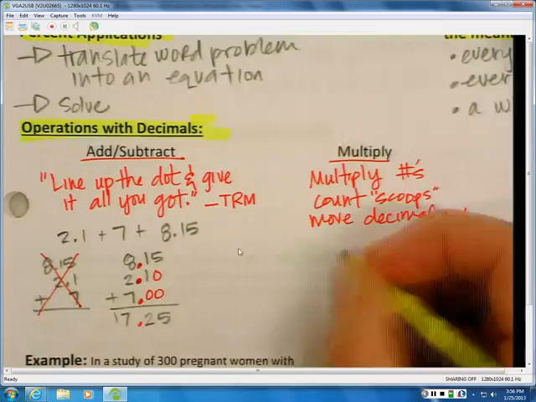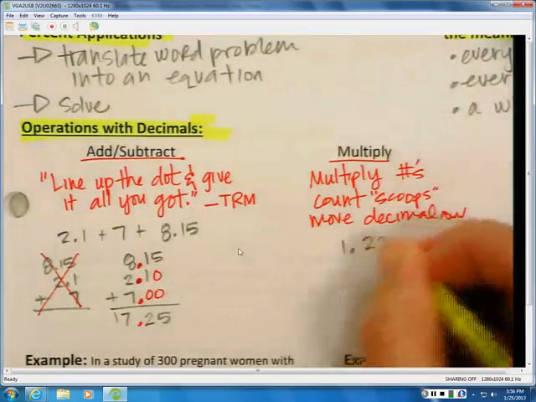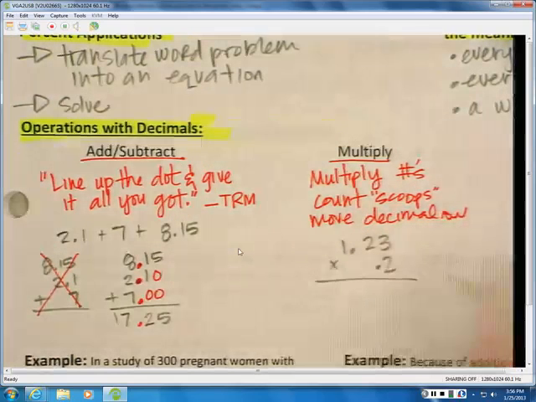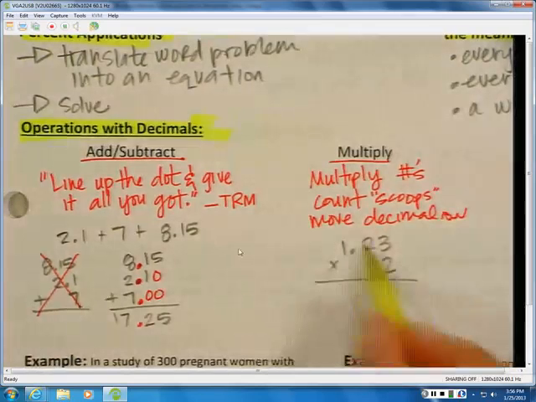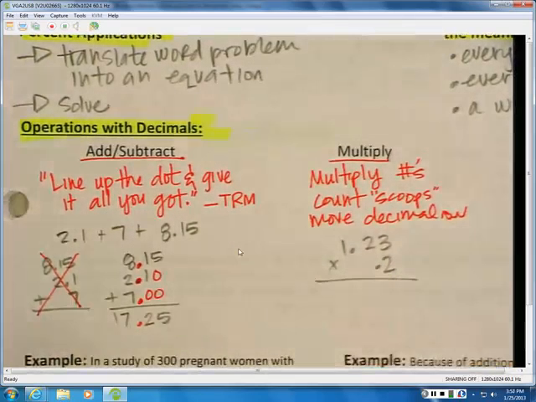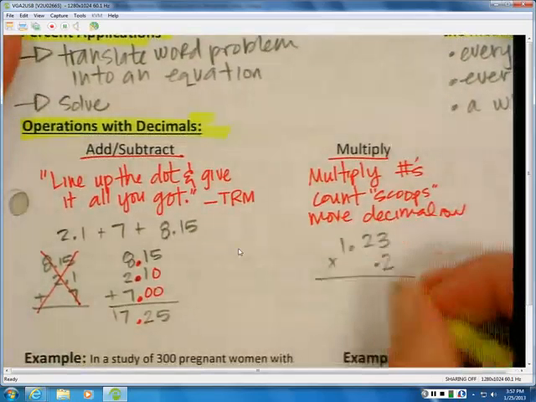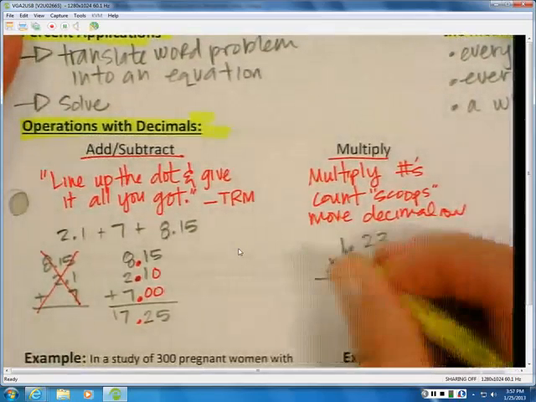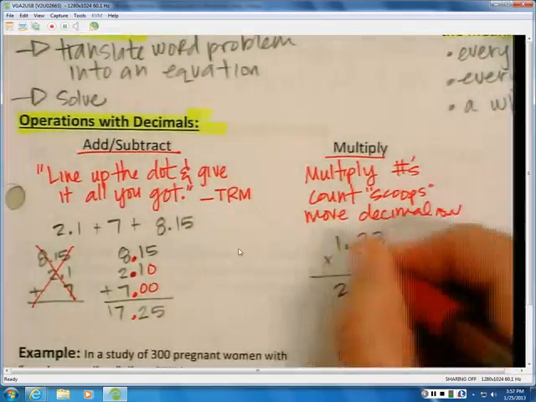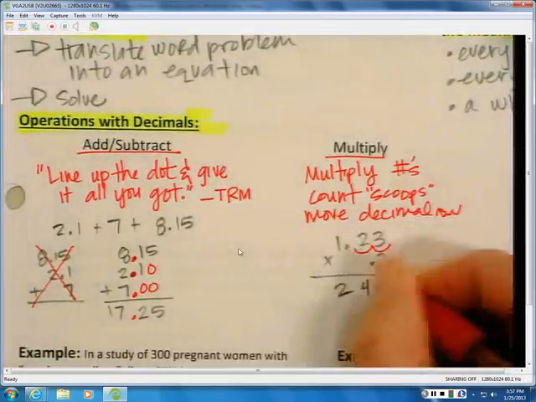So suppose I have 1.23 times 0.2. There is no need to line up the decimal for multiplication. You only line up the decimal for addition and subtraction. 2 times 3 is 6, 2 times 2 is 4, 2 times 1 is 2. And I count my scoops. This is 1 scoop, 2 scoops, 3 scoops.